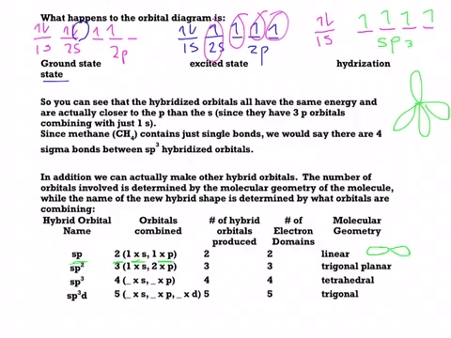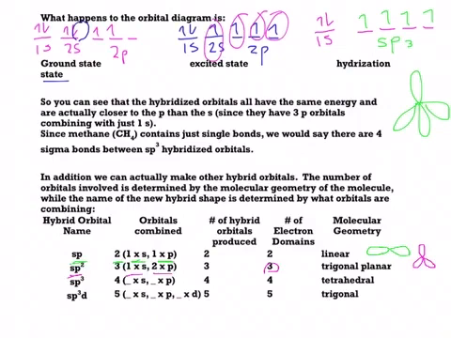The second one is called sp2. It's one s orbital and two p orbitals combining. So what you end up with is three total sp2 orbitals. Those are for any atom that has three electron domains around it. And this is what sp2 orbitals look like, and that shape is trigonal planar.